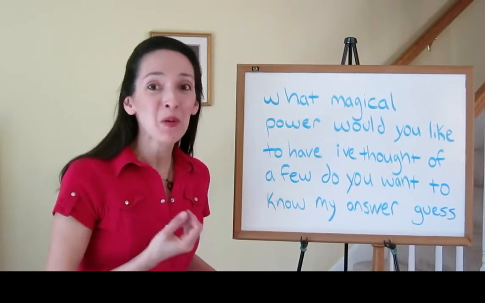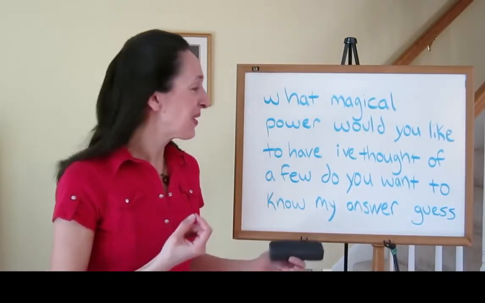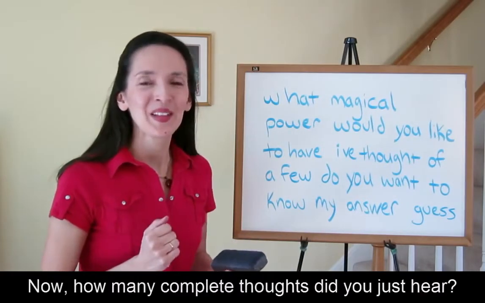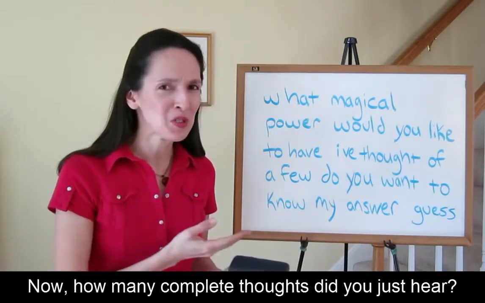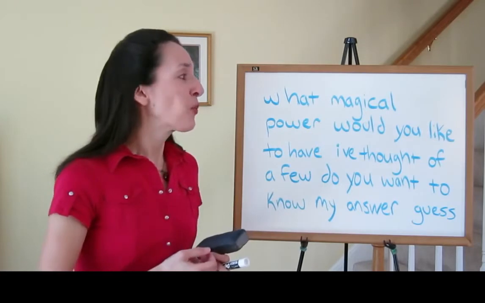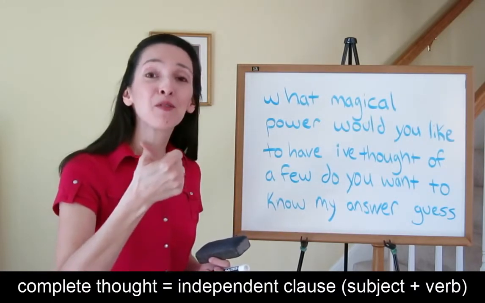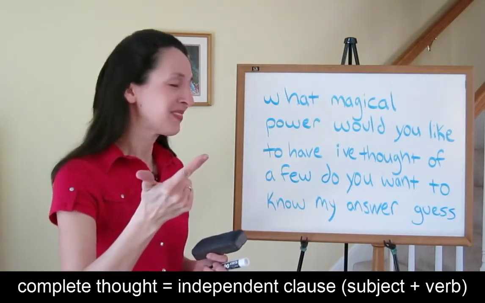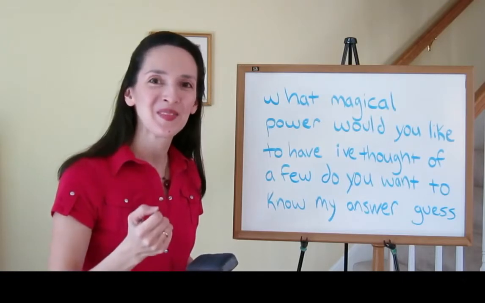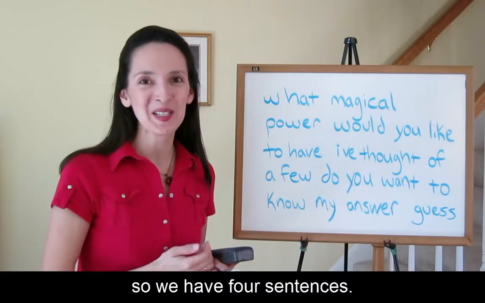What magical power would you like to have? I've thought of a few. Do you want to know my answer? Guess. Now, how many complete thoughts did you just hear? Count them. What magical power would you like to have? I've thought of a few. Do you want to know my answer? Guess. There are 4 complete thoughts, so we have 4 sentences.